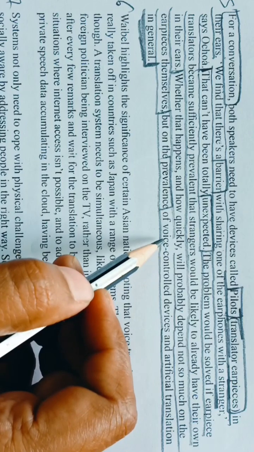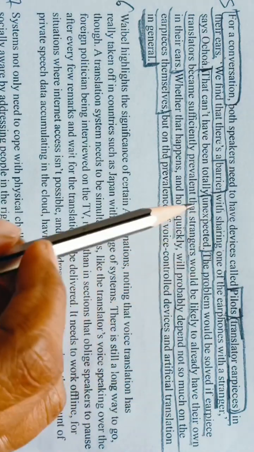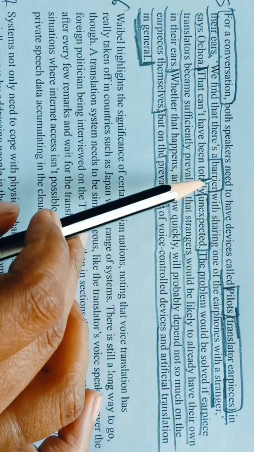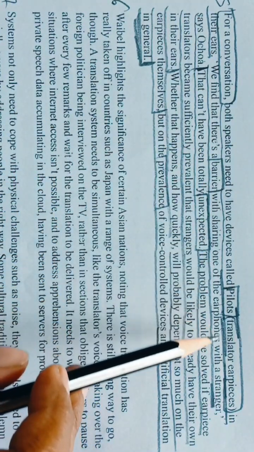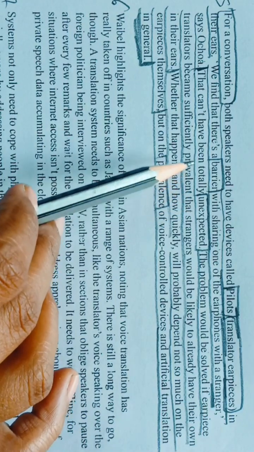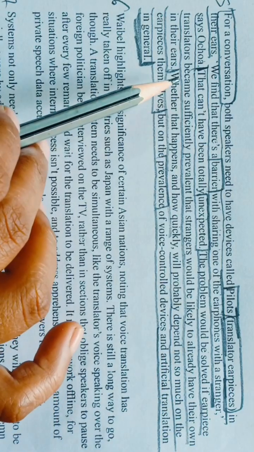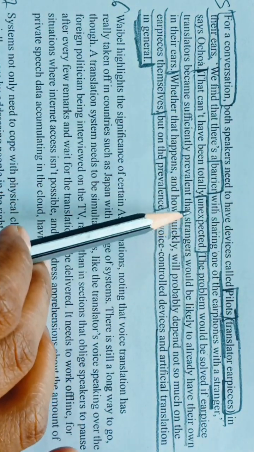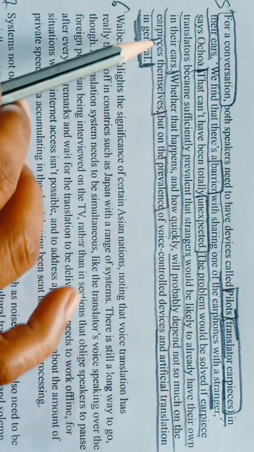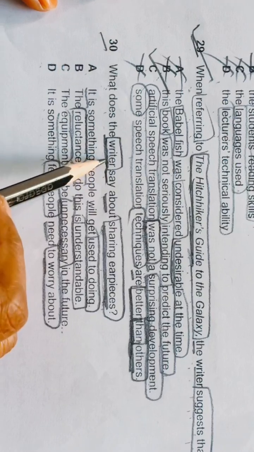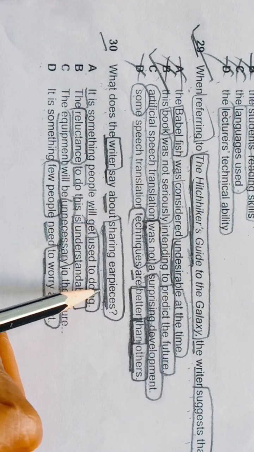Okay, so what they are saying here, they are talking about the earpieces, and they are saying that there is a barrier with sharing one of the earphones with a stranger, and that can't have been totally unexpected. And the problem would be solved if earpiece translators become sufficiently available that strangers would likely already have their own in their ears. Okay, so now let's see whether we are getting our answer or not. So, what does the writer say about sharing earpieces?